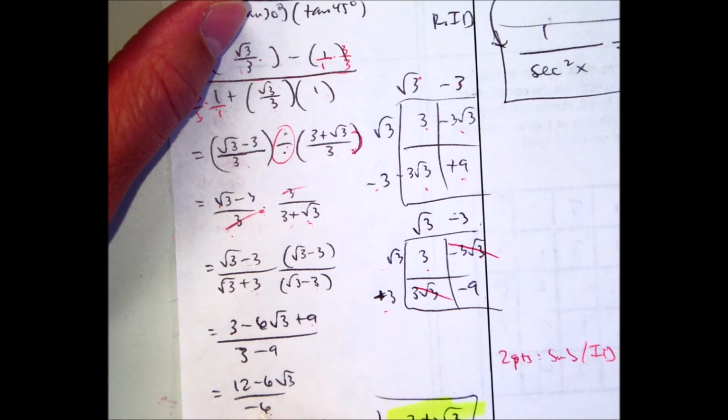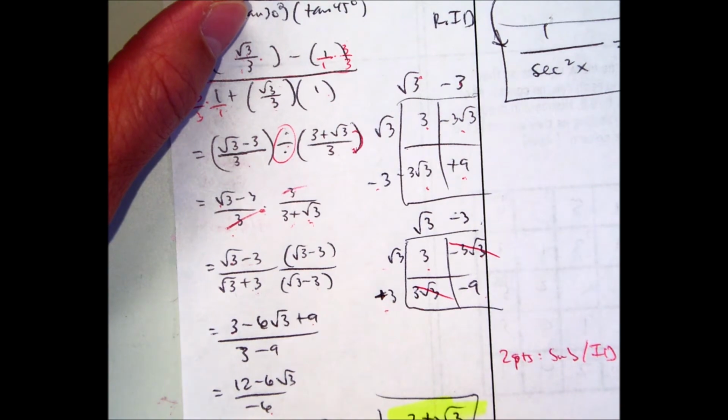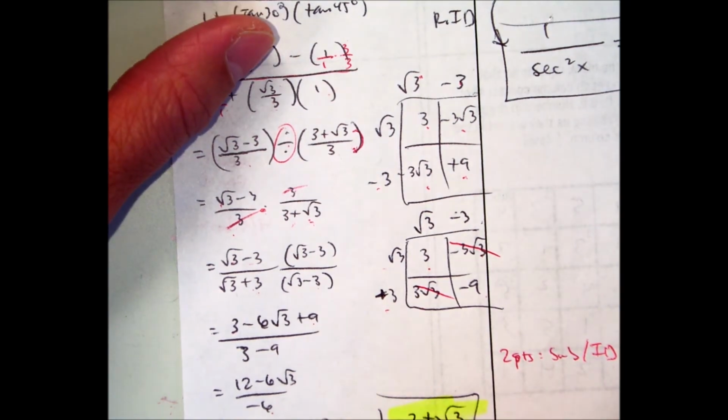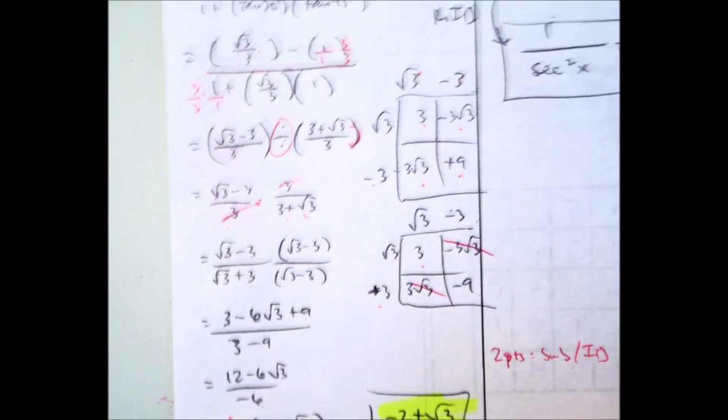I factored out a 6. Factor out a 6. My 6's cancel. Negative 1 divided by 2 is a negative 2. Negative radical 3 divided by negative 1 is a positive radical 3. Negative 2 plus radical 3, or radical 3 minus 2 is your correct answer.